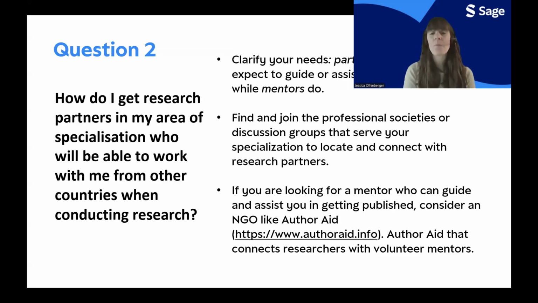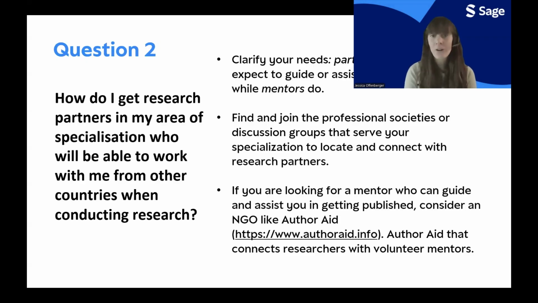Mentors guide and assist others on the project, and it can be within or without the scope of that particular project. Whereas co-authors, the responsibilities are very clearly defined, and they may not always provide the same guidance that you might expect. In order to do some networking, we have some great webinars on this, but I encourage you to find and join professional societies or discussion groups that serve your specialization to locate and connect with research partners.